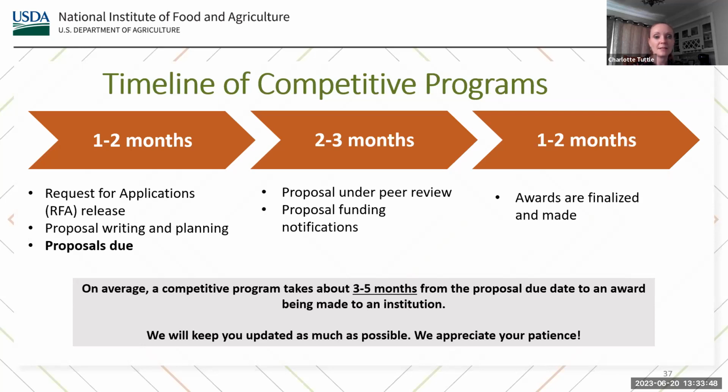So basically after 2 to 3 months, after the peer review process, we are able to notify you if you have received a NIFA grant. If the proposals are due October 6th, hopefully we can notify you by the end of December. Then it usually takes 1 to 2 months to finalize all the paperwork in order for you to get your award. So on average, a competitive program takes about 3 to 5 months from the proposal due date to an award being made to an institution.